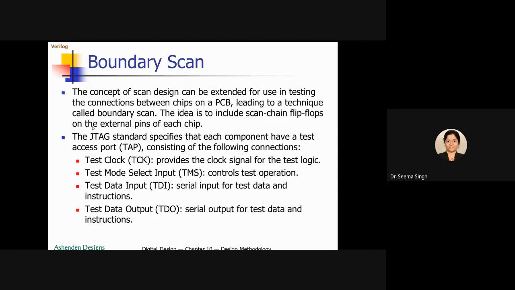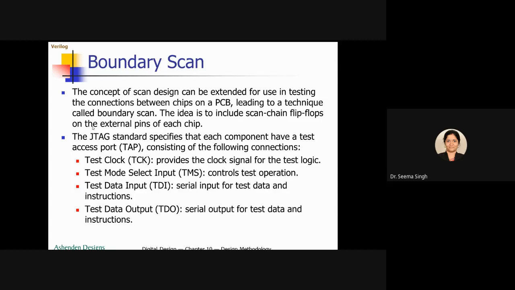Now this JTAG standard, what does it do? It specifies that each component, whatever component you are building, should have a test access port, which is called TAP. Without this you can't manufacture things, you can't design things. This is the standard given, and you have to follow it. So what is that standard? Under JTAG, the Joint Test Action Group, you have a TAP, Test Access Port. This standard says that each chip should have extra ports for testing purposes.